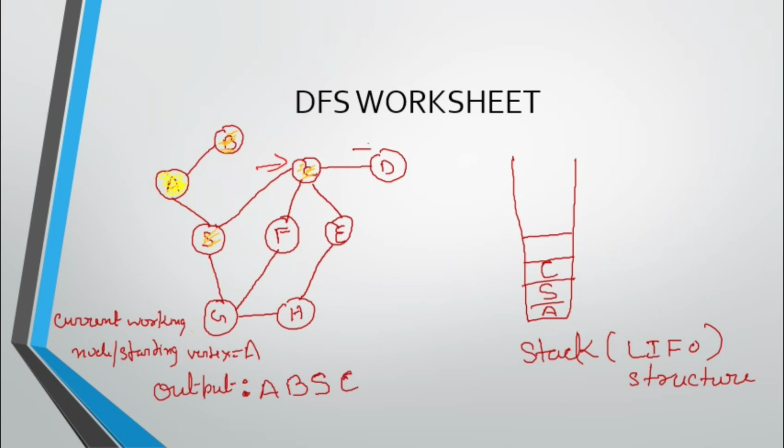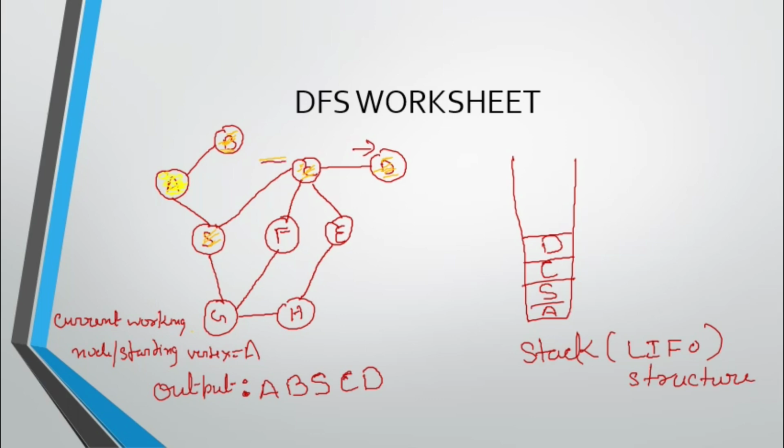When I go to D, what do I have to do? I have to push D into the stack, then write D in the output sequence, then change the current working node. From D I cannot go anywhere, so I just mark it as visited. Then I come back to C once again.